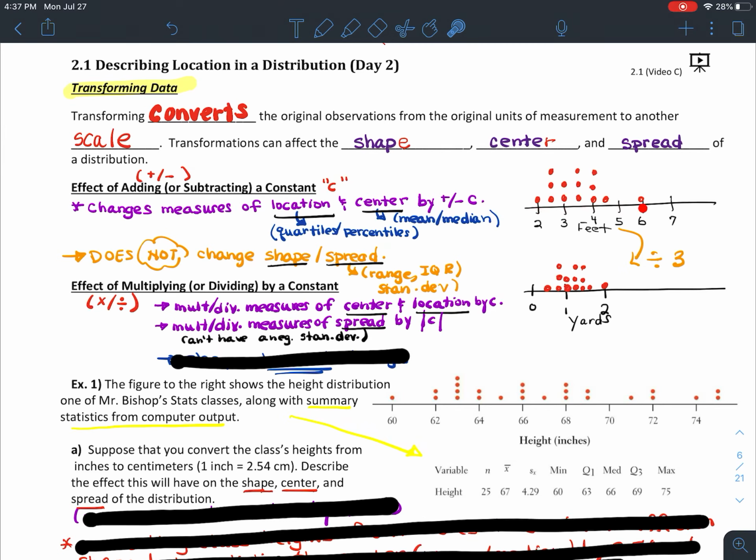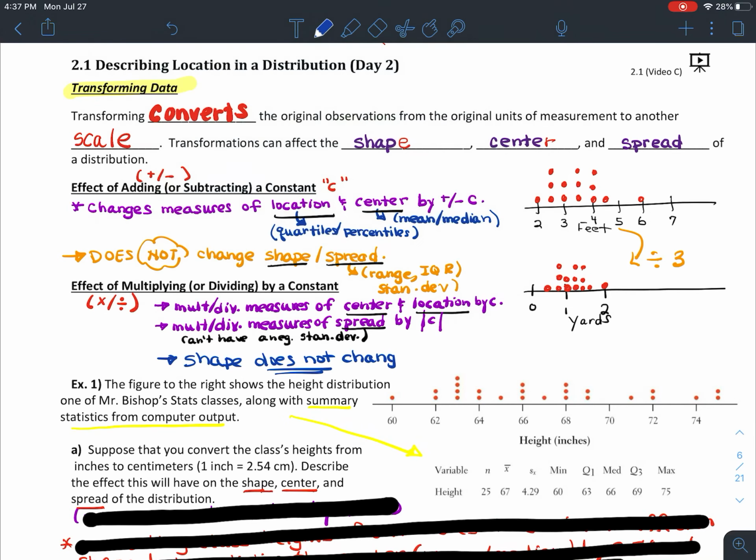Doesn't it feel like this dot plot up here was stretched out a little bit more? These dots are more spread out. When I take all these values and divide each one by 3, they're tighter together, okay? If I divide by 3, that makes my spread get smaller. If I multiplied by 3, it would cause this to span out even more, okay? So a little bit more is affected if you're multiplying or dividing.